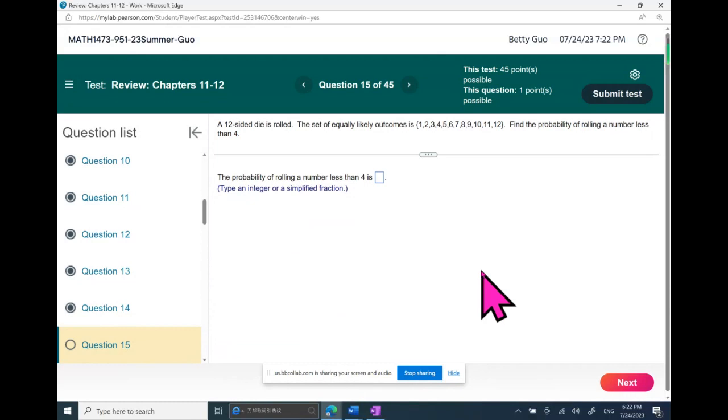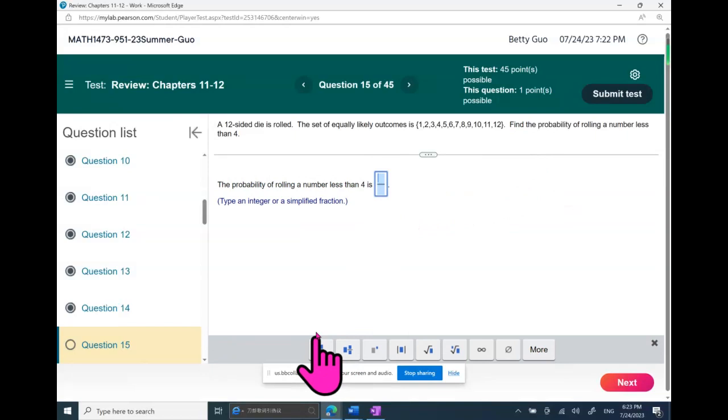Question number 15. A 12-sided die is rolled. The set of equally likely outcomes is given. Find the probability of rolling a number less than 4. This is a theoretical probability model. The denominator would be the total number of possible outcomes in the sample space, that is 12.